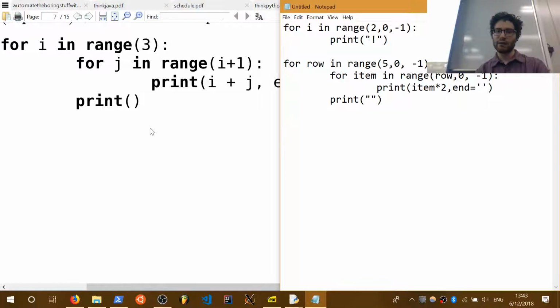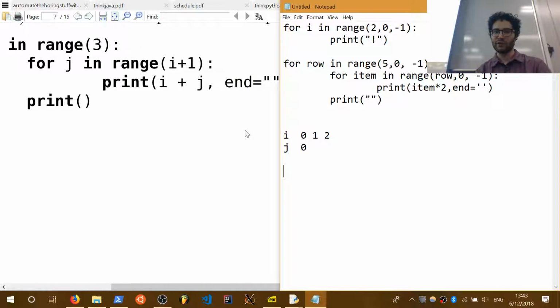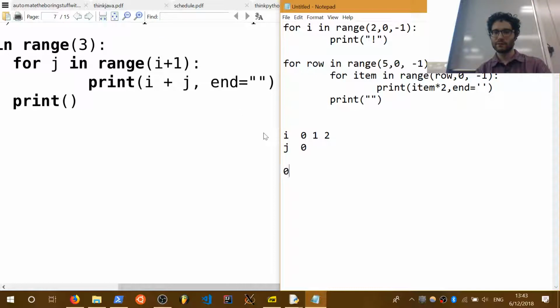So let's go ahead and work through this one. For i in range 3, i's values are going to be 0, 1, and 2. We're going to have 3 rows. In the first row, j's values are from 0 up to and including 0. So we'll put 0 plus 0 and go on to the next line.